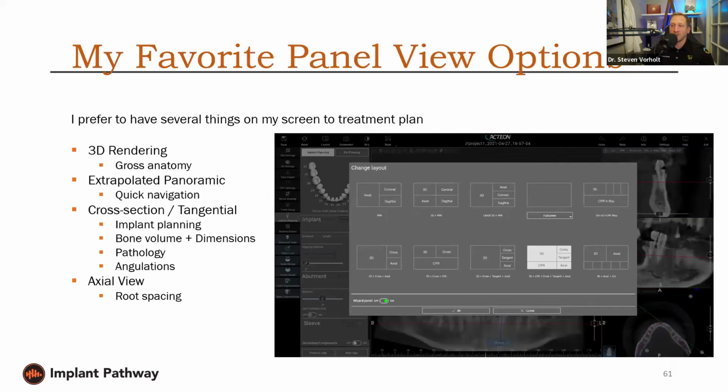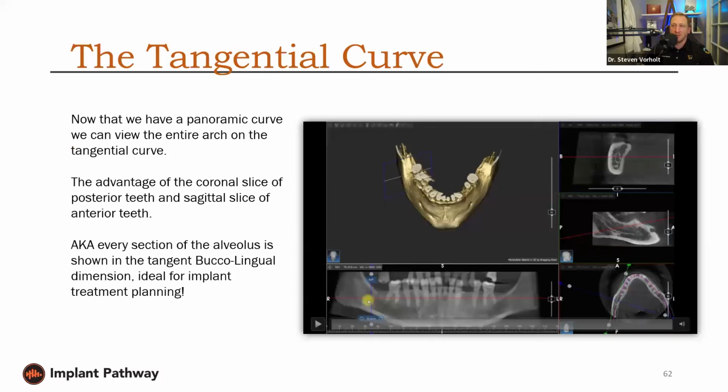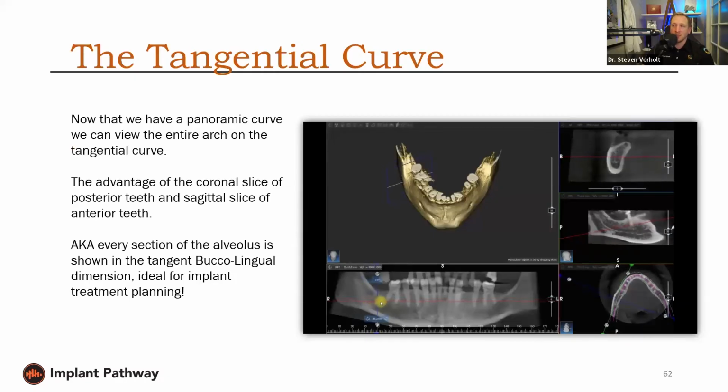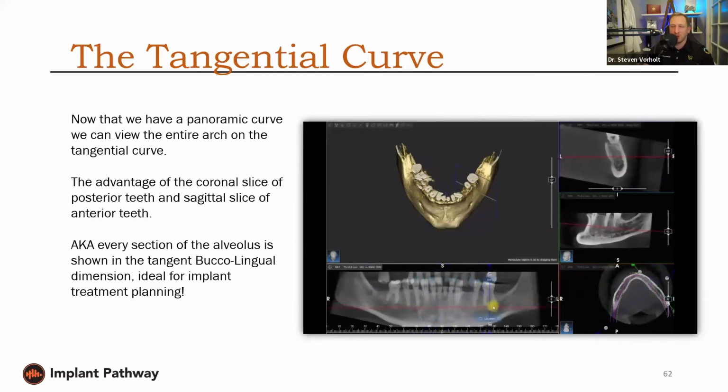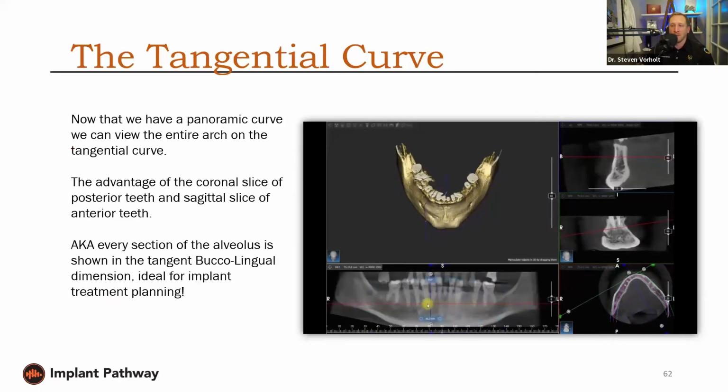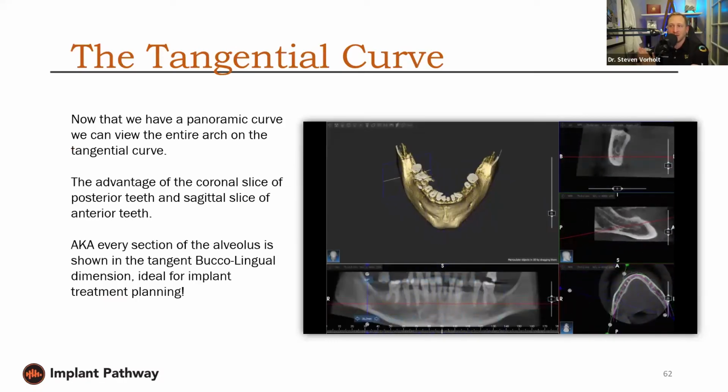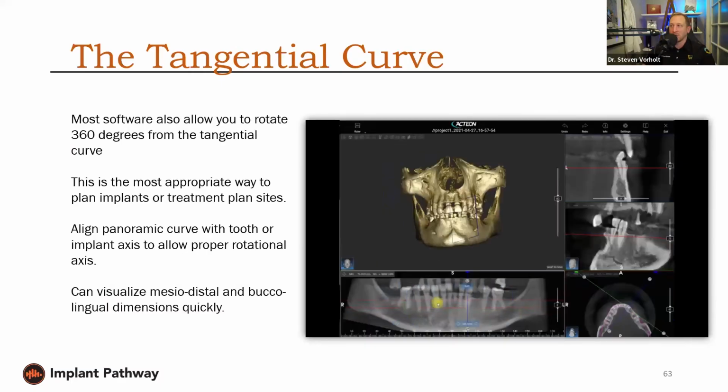There's a lot of different ways to view CTs. Once I get into my implant planning, I really appreciate this view where I get to see the panoramic curve, the 3D, and then the axial, the tangential, and the cross-sectional slice. And the beauty of the tangential curve is that this top right curve that we're looking at is going to show every portion of the jaw in that buccolingual dimension we care about when we're doing implant treatment planning, okay? Because we've drawn that panoramic curve, the tangential curve is simply giving us a slice as we go along that curve that we already drew. It's very nice to have that, okay?